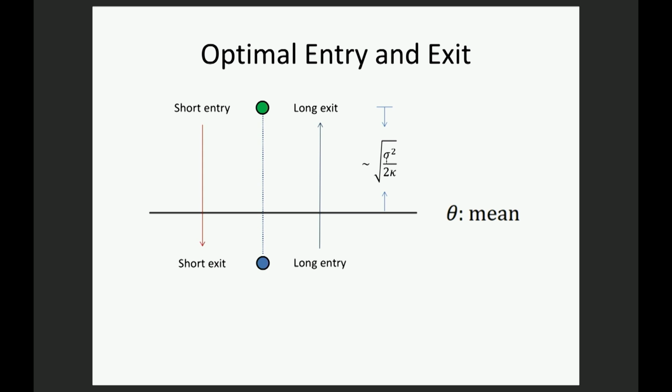So let's summarize all this by a simple picture from this analytical model. You have a mean level here, denoted by this horizontal line, theta. The long entry level is denoted by this blue dot. It's very close to the mean. And once the price drops to or below this long entry level, we get into a long position, we buy, and then we will keep this long position even as the price goes up, right? Until the long exit level denoted by the green dot. And that long exit level, as I said, is going to be farther from the mean than the long entry level.